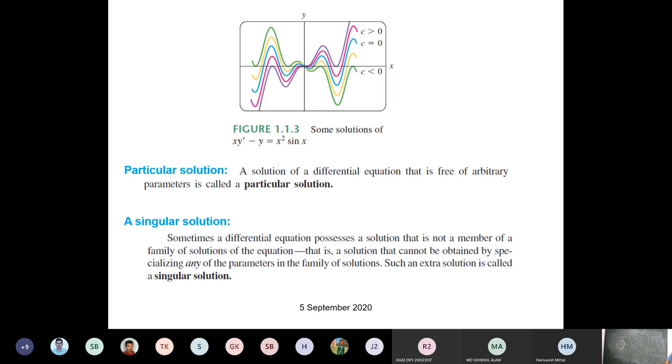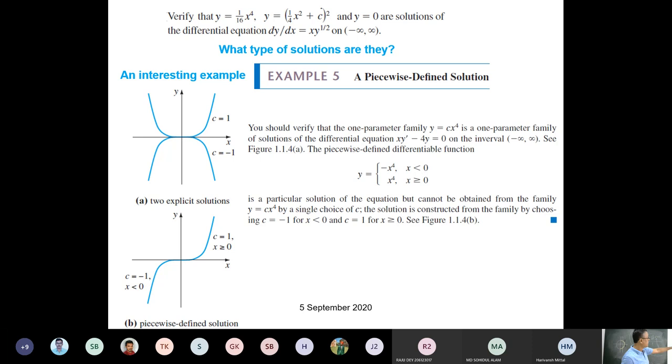So here you can see that the first solution is a particular solution, the second one is the one-parameter family of solutions, and the third one is your singular solution.